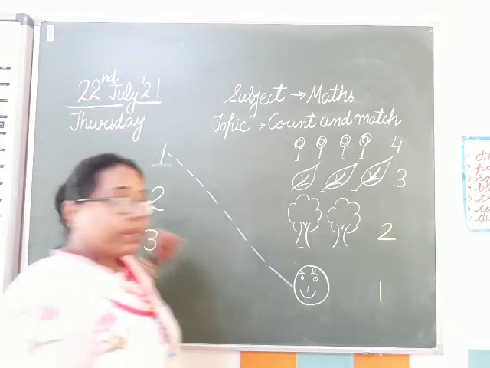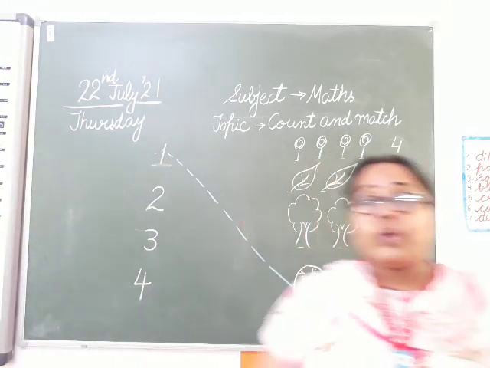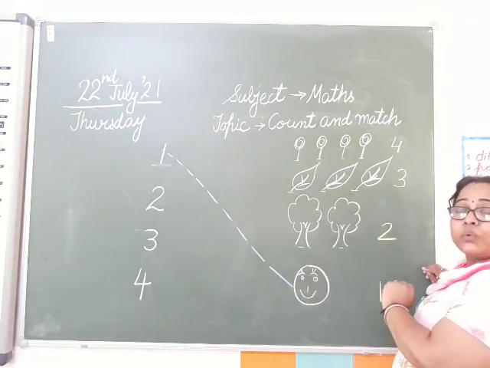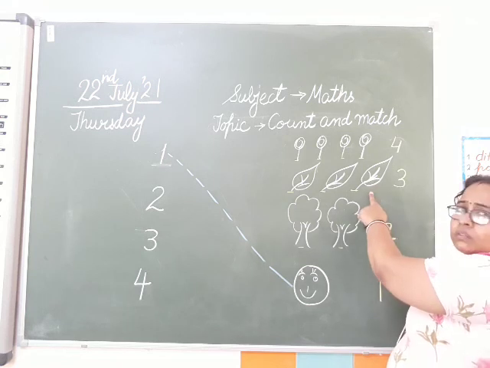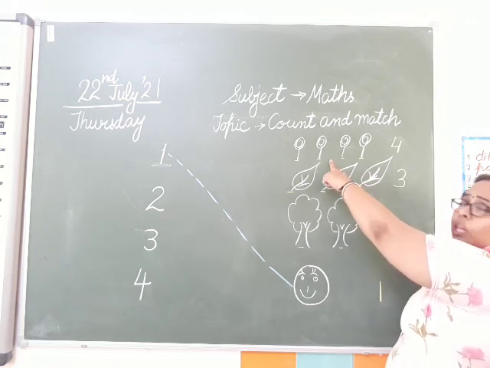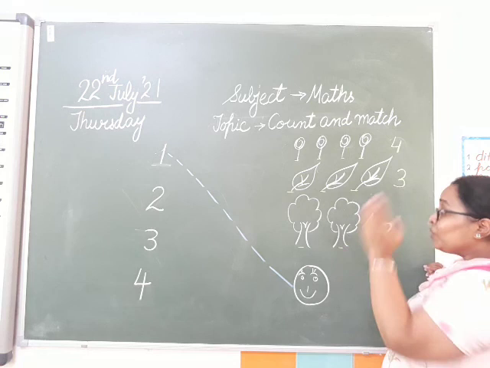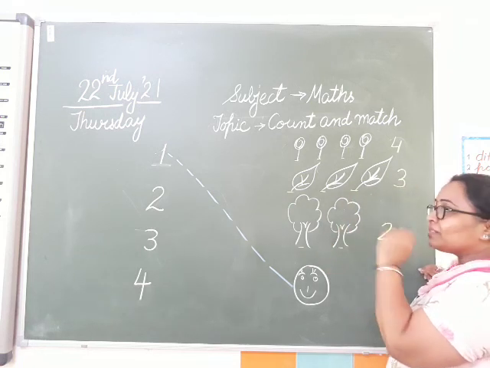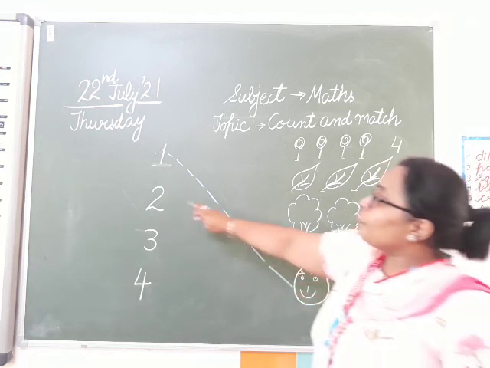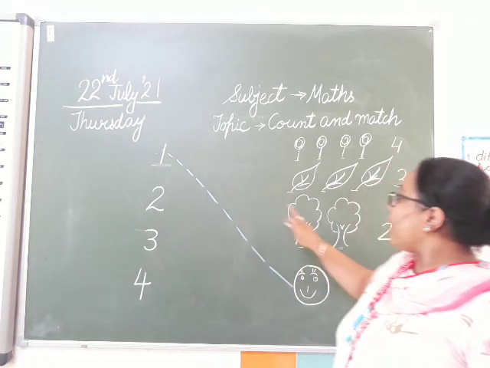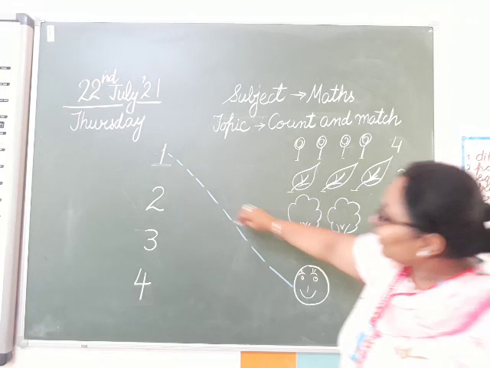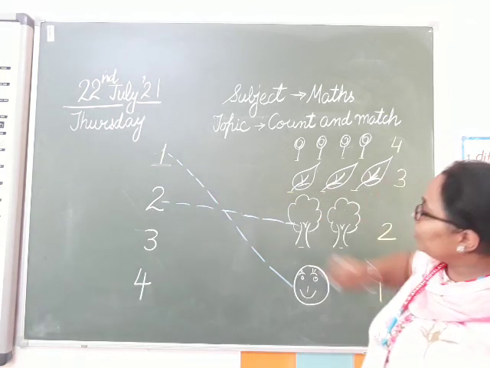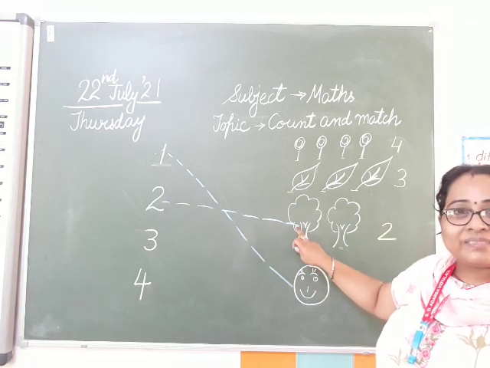Now, next we have number two. So, can you tell me which objects we have two? Which object is similar to two? We have two leaves? No. Two lollipops? No. Two trees? Yes. We have two trees. So, what we will do now, from this two, we are going to match with trees. Okay? Let's do that. So, like this, you will match it with trees.